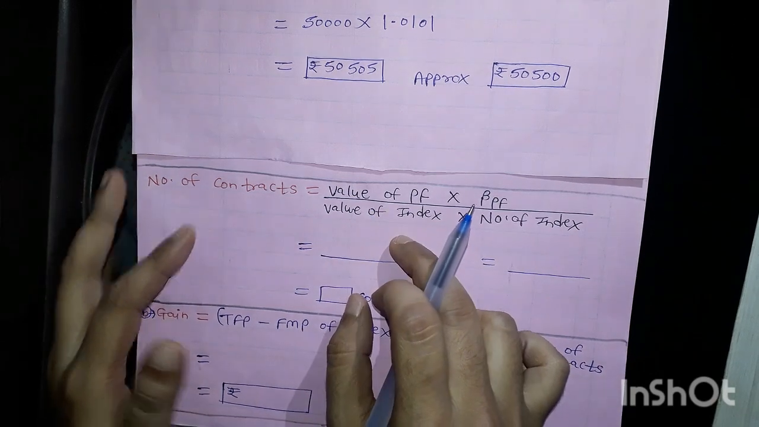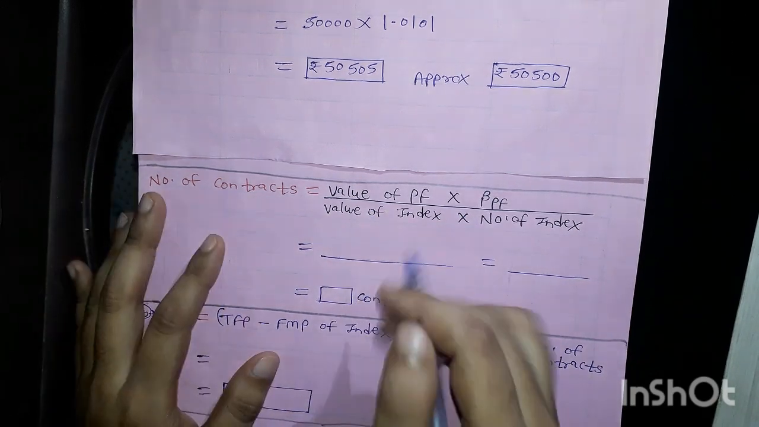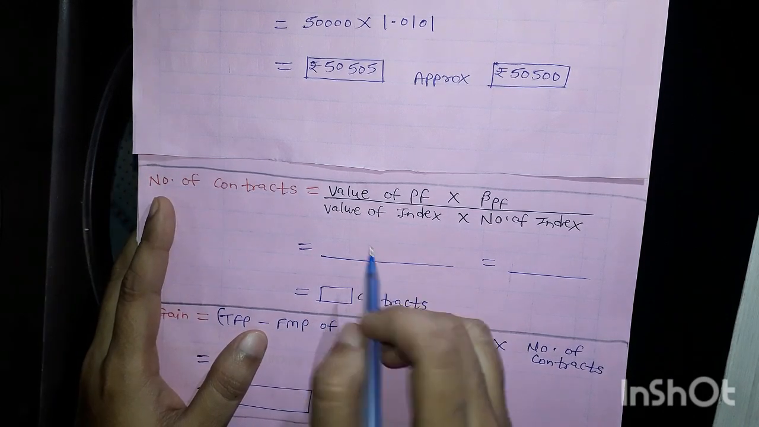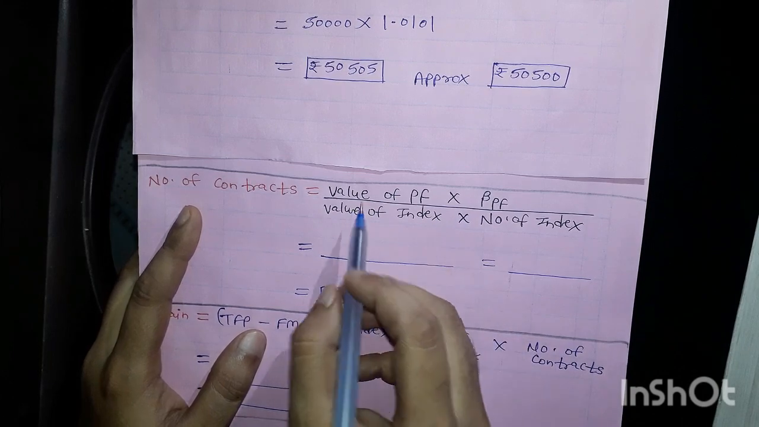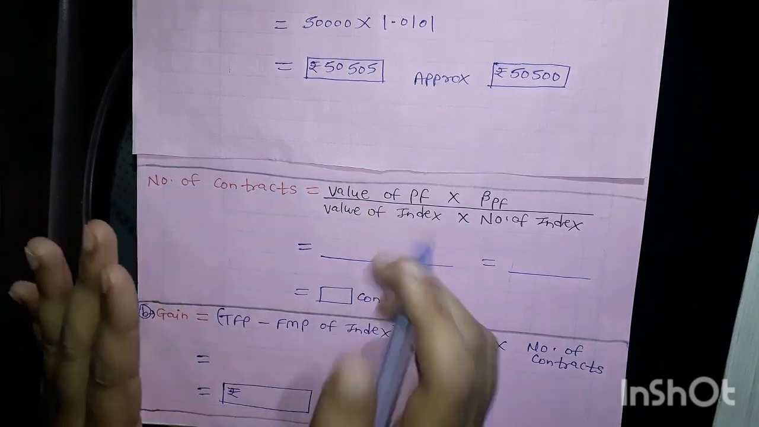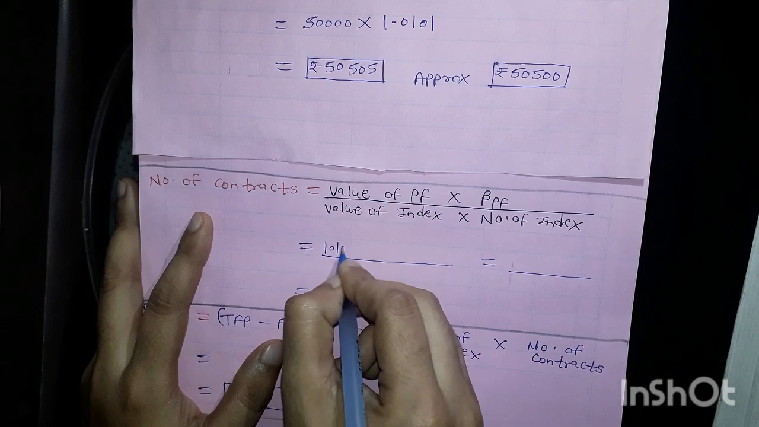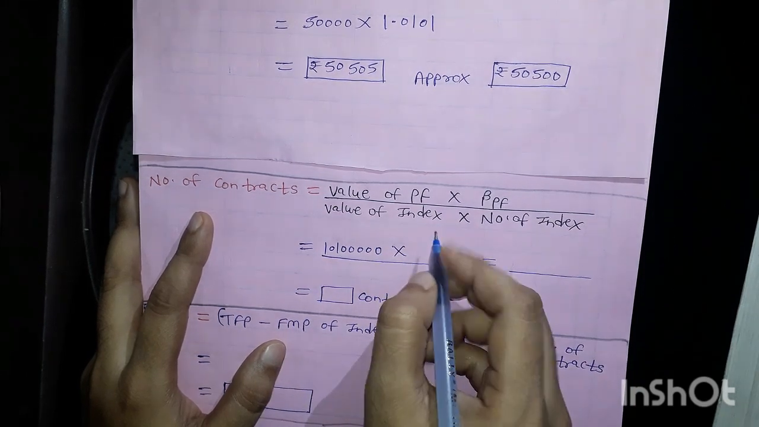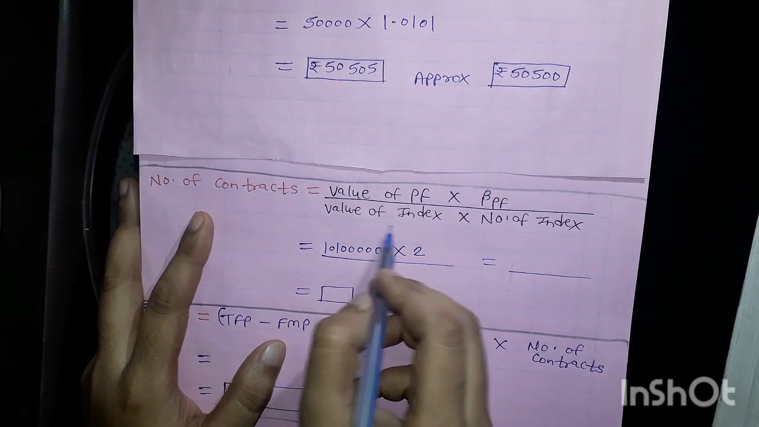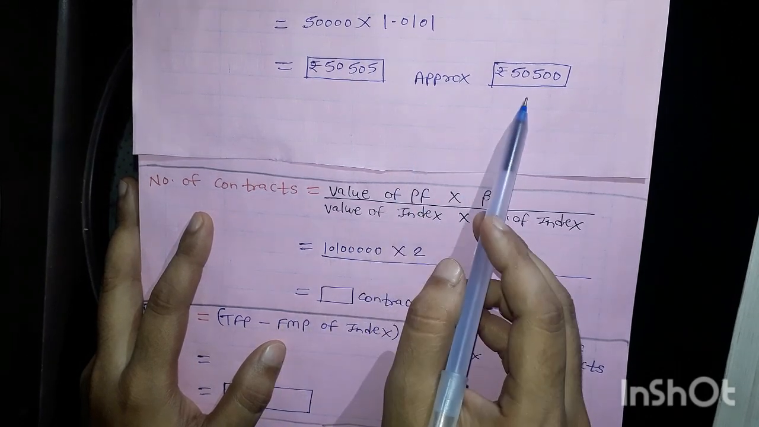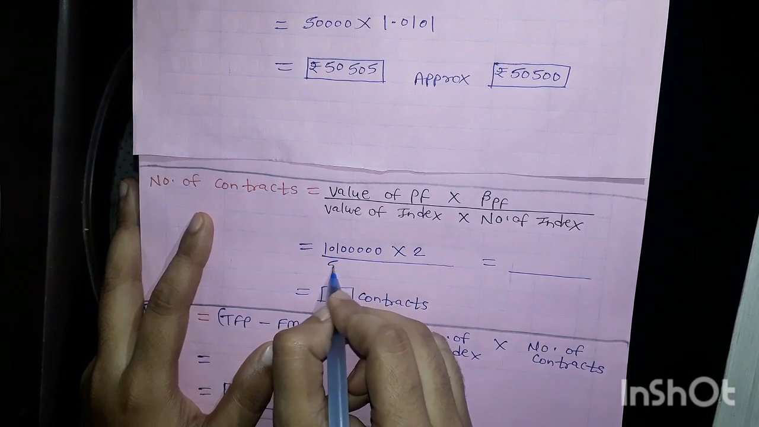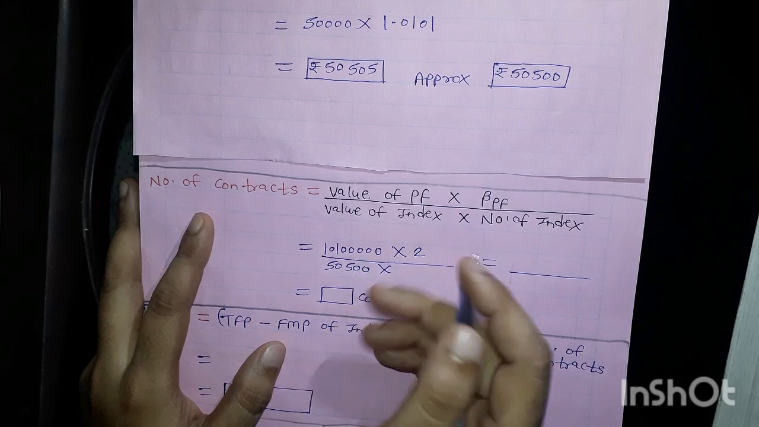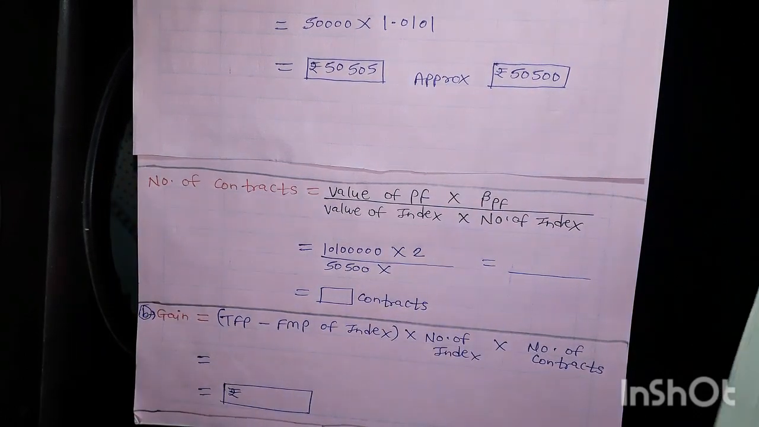So this formula is important because it may be asked in the exam, in objective and also in normal numericals. Okay, so just remember this formula. First of all, value of a portfolio, which is already given in the question, that is 1 crore 1 lakh, multiplied by beta of portfolio, that is also given, 2. After that, value of index, which we have found, 50,500, multiplied by number of index. Okay, number of index is given in the question.